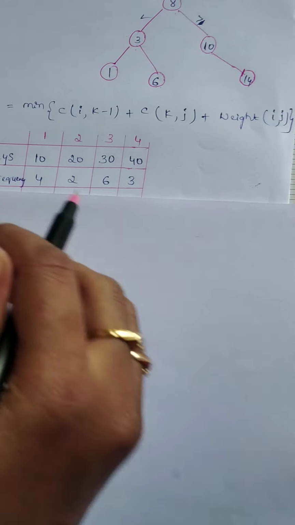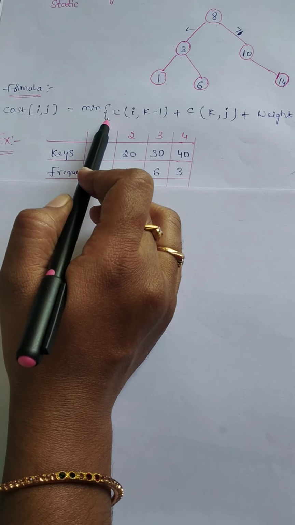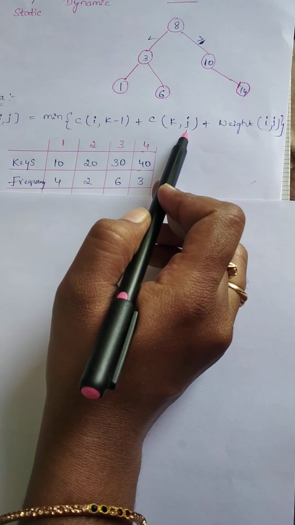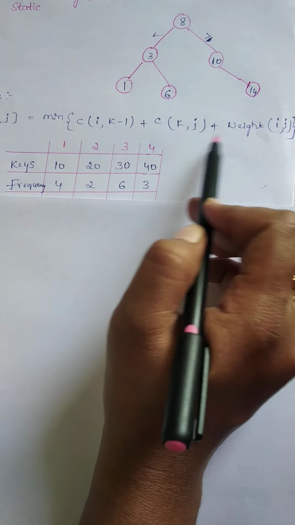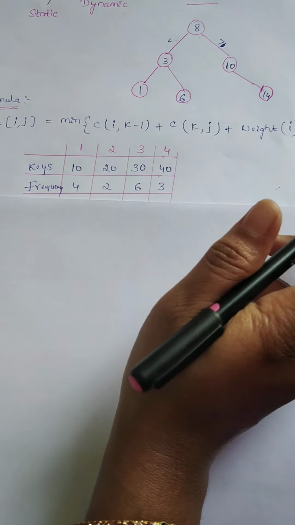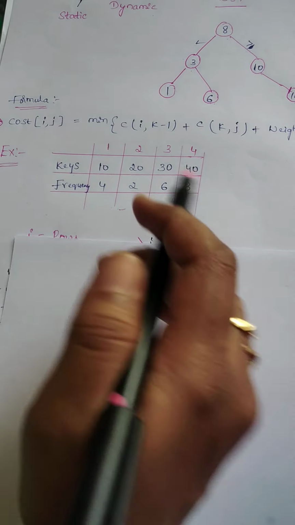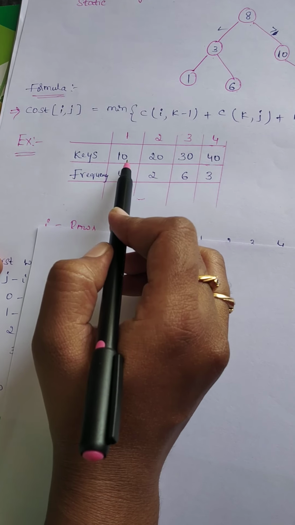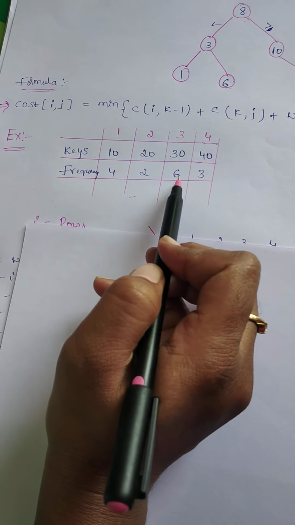Next, we are using this formula in the optimal binary search tree. Cost of i comma j equals minimum of cost of i comma k minus 1 plus cost of k comma j plus weight of i comma j. This is the formula we use to calculate this problem. Let us see the example here. They are giving keys and frequencies. The keys are 10, 20, 30, 40 and frequencies are 4, 2, 6, 3.